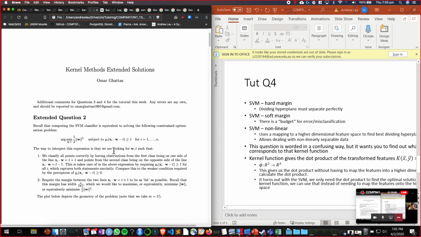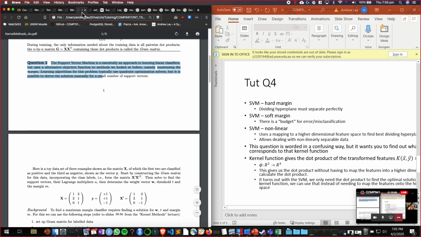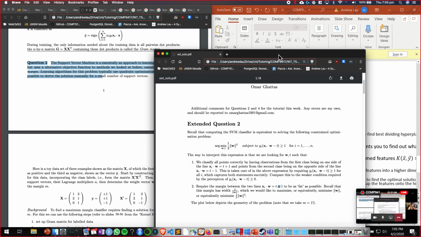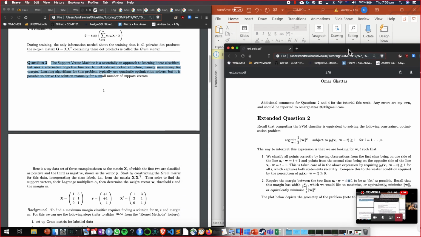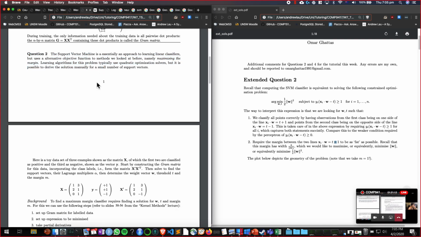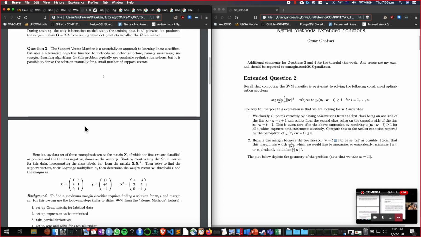Now, let me open it up twice. I think it's better if I have the question on one side. There you go. Okay, right. So this is effectively going through fitting a support vector machine by hand.